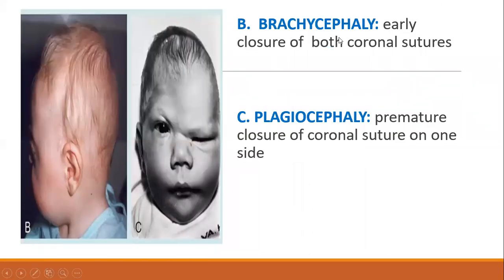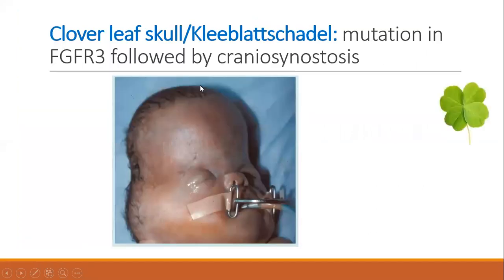Then you have brachycephaly. Brachycephaly is the early closure of the coronal suture between the frontal and the parietal bone. It results in a small size skull. And then plagiocephaly: a flattened skull from one side, a deformed skull. It results when there is premature closure of the coronal suture on one side. One side there is premature closure and the other side there is a normal closure. So it results in a deformed skull, plagiocephaly.